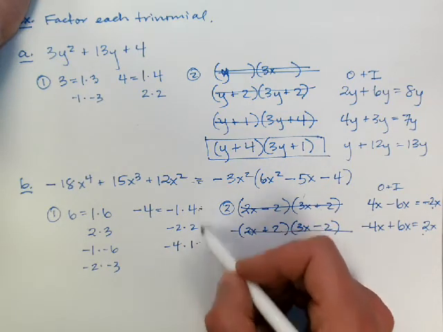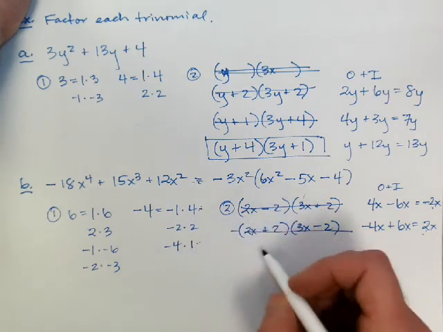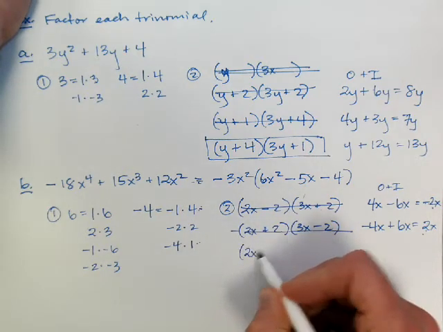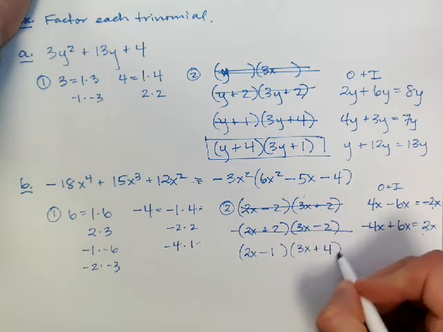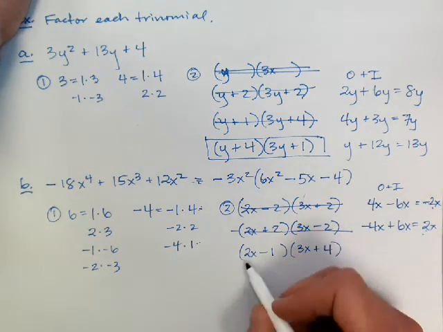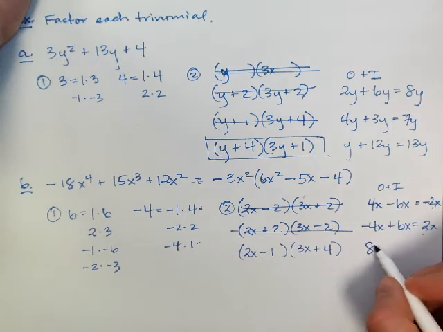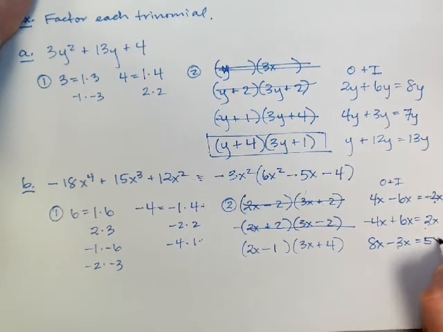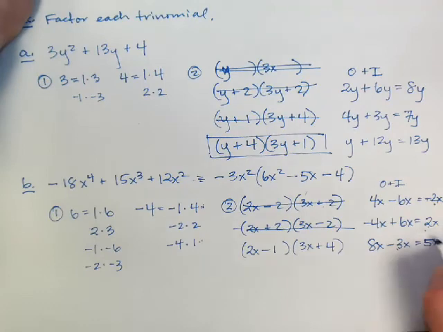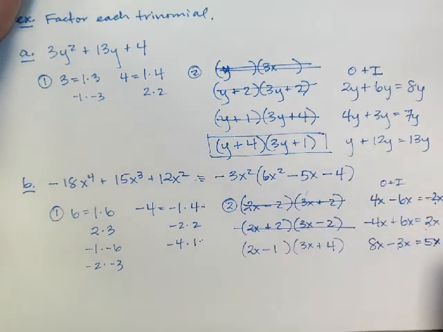Okay, so that means we might need to try some new combinations of these. So let's maybe look at -1 and 4. Let's do 2x minus 1 times 3x plus 4. Outside term, that gives us 8x. Inside term gives us a -3x. Okay. So 8x minus 3x is a +5x. So we're really close, but it's not negative. We need it to be negative.